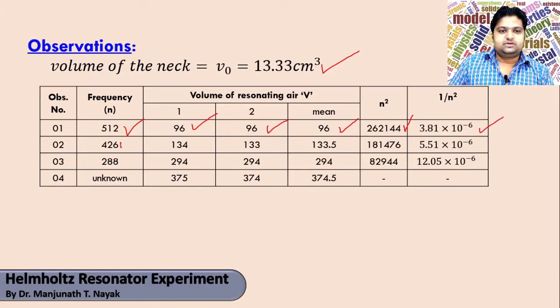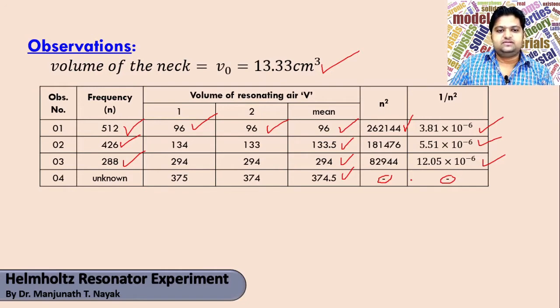Similarly, in the same way, we can do it for 426 and we get this value. We can also do it for 288 and we get this value, and of course the value that is important to us is the mean value of the volume. Of course there are no such parameters for the unknown frequency, because we do not know the frequency, and that is what we have to find out.